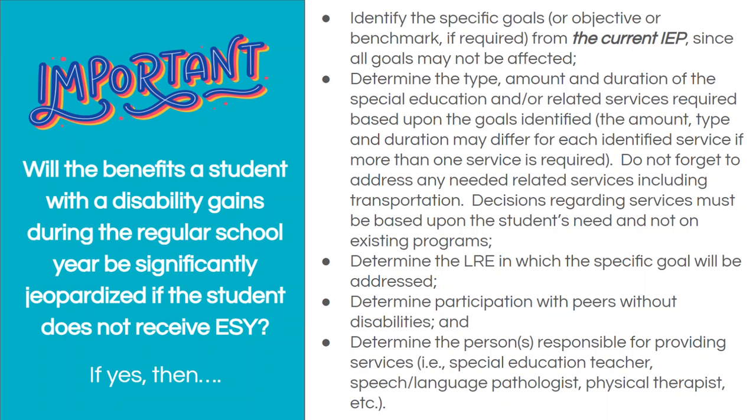Determine the type, amount, and duration of the special education and/or related services required based upon the goals identified. The amount, type, and duration may differ for each identified service if more than one service is required. Do not forget to address any needed related services, including transportation. Decisions regarding services must be based upon the student's need and not on existing programs.